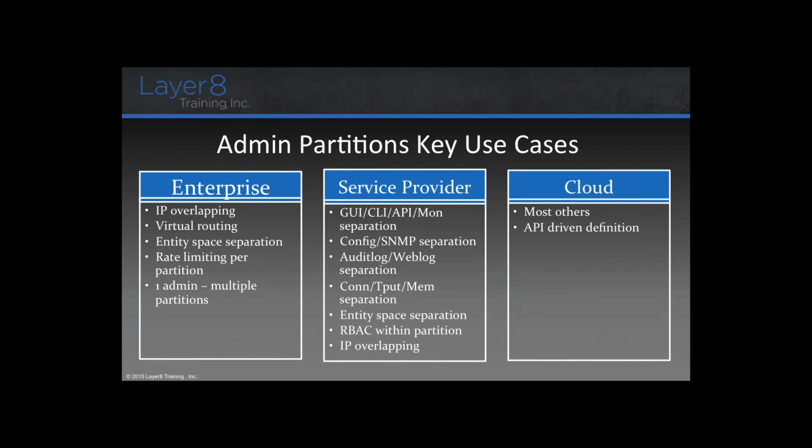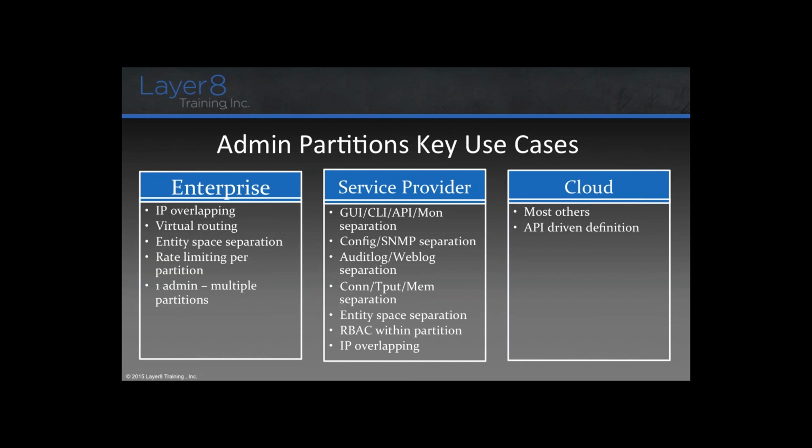Again, here we're seeing our admin partitions. As I said before, it's allowing us to take advantage of our TriScale clustering. For the enterprise, you might want to use admin partitions if you have IP overlapping or virtual routing, entity space separation, rate limiting per partition is going to be supported, one admin for multiple partitions. At the service provider level, this is going to help you if you need GUI, CLI, and API separation. Configuring your SNMP separation, your audit log or web log separation, connection, throughput, memory separation, entity space separation, role-based access control within the partition itself, as well as, again, IP overlaps.